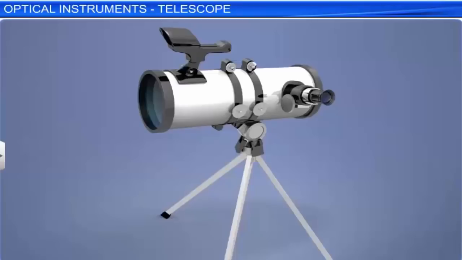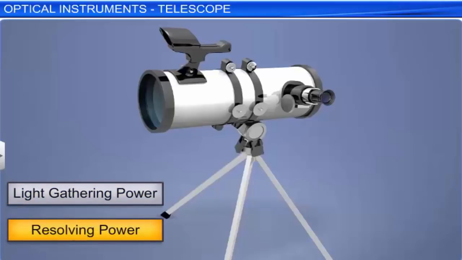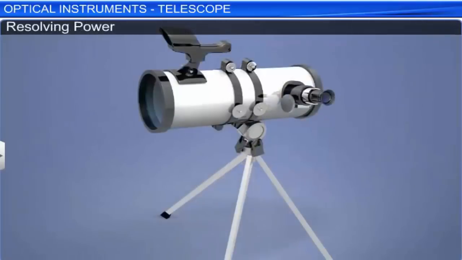The main considerations of a telescope are its light gathering power and its resolving power. Light gathering power of a telescope depends on the size of the objective. If the size of the objective is large, then it can collect more light, and as a result, fainter objects can also be observed. The resolving power of a telescope is its ability to observe two objects in very nearly the same direction distinctly.